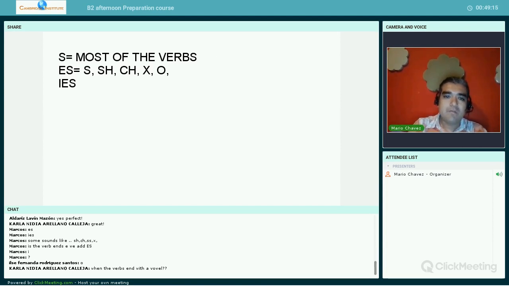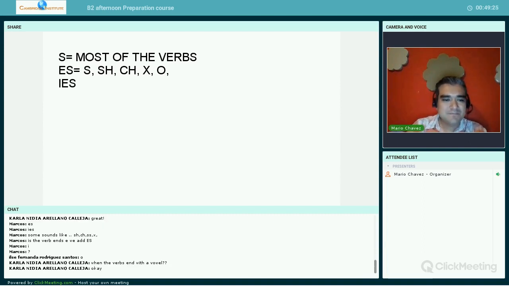So there's S, SH, CH, X, O, and it's missing one letter, guys. Who knows? Come on, teachers. No? You give up? Okay. It's the Z. So verbs ending in S, SH, CH, X, O, and Z, with those verbs, for third person of the singular, we add ES.